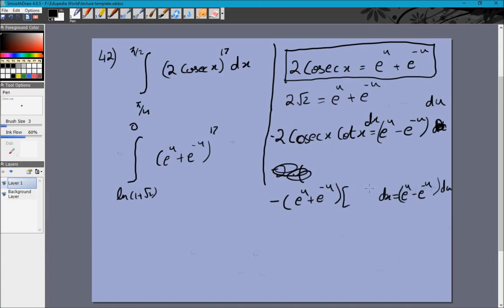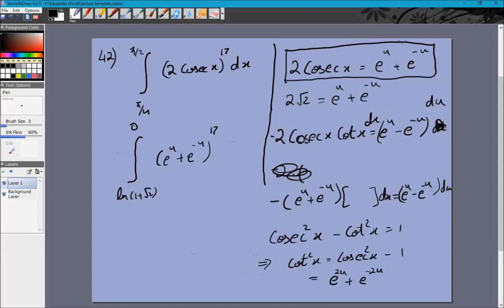So this term is cot x. We need to find the value of cot x. We know cosec square x minus cot square x is equal to 1, which means cot square x is equal to cosec square x minus 1, which is equal to e to the power 2u plus e to the power minus 2u, and you add these two. This is 2 into e to the power u into e to the power minus u, that is plus 2, minus 1. So cot square x is e to the power 2u minus 1.